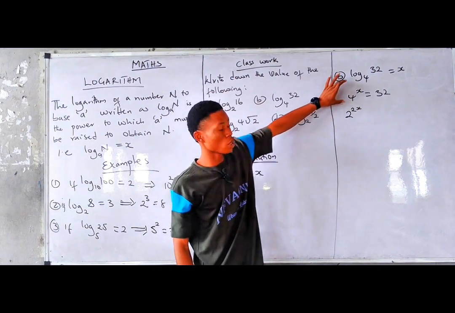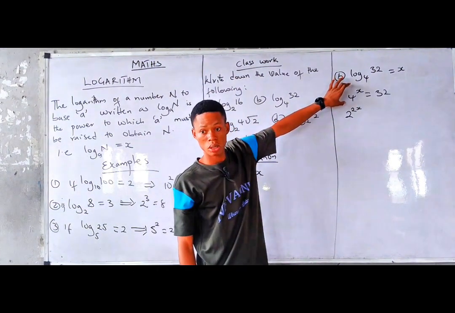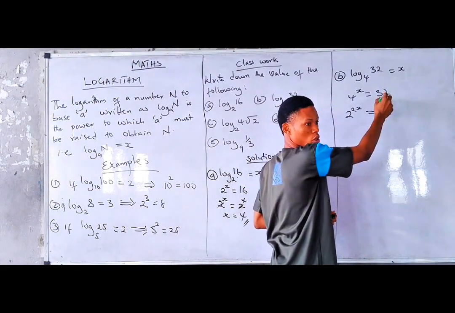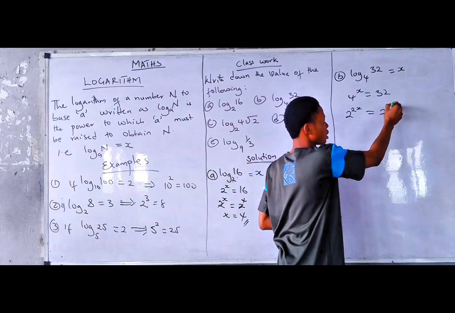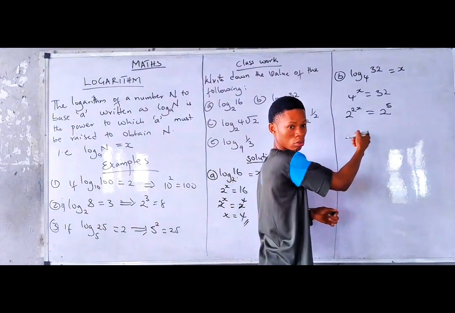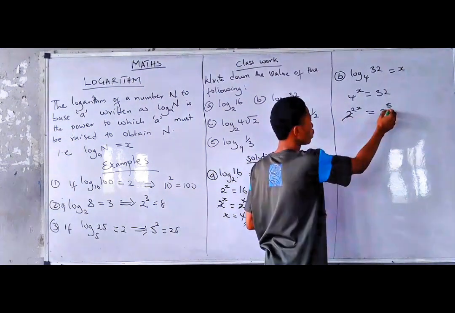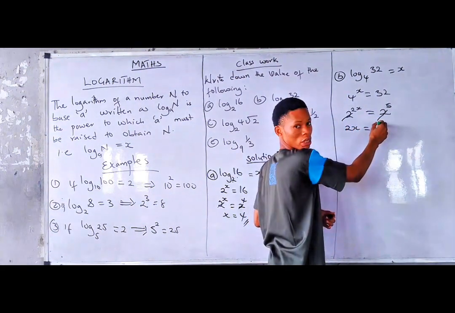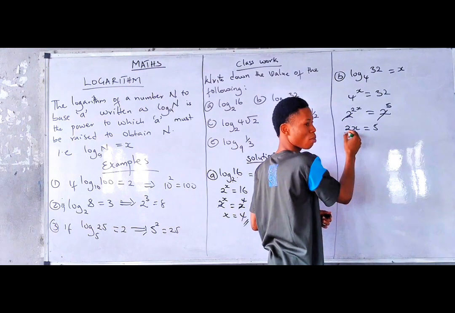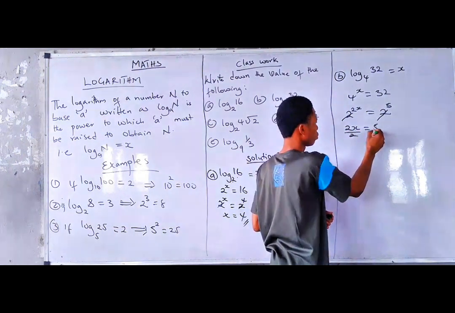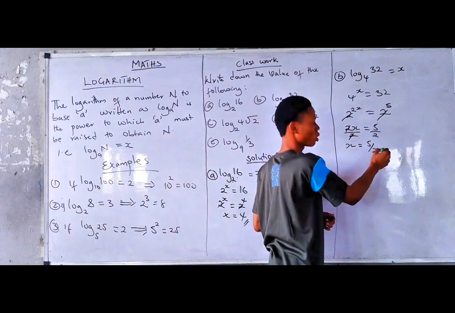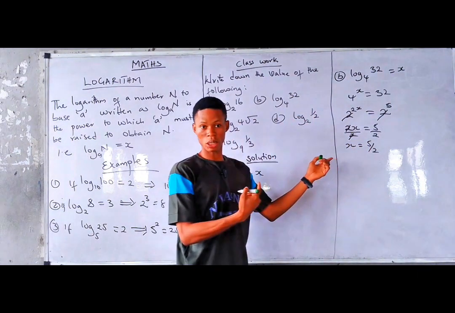So this whole stuff is the same thing as this, right? Is it not? Equal to 2 raised to power what will give me 32? 5, right? Do you see how we bypass that now? So these 2 can cancel these 2. So I'm left with 2x equal to what? 5, right? To get x, I divide both sides by what? 2. So x is equal to what? 5 over 2. This is it now.